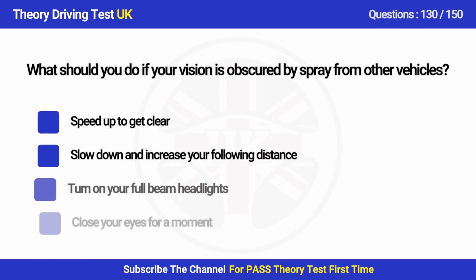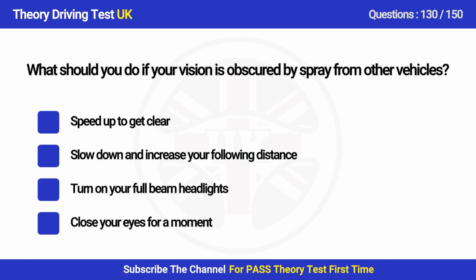Question 130. What should you do if your vision is obscured by spray from other vehicles? A. Speed up to get clear. B. Slow down and increase your following distance. C. Turn on your full beam headlights. D. Close your eyes for a moment.